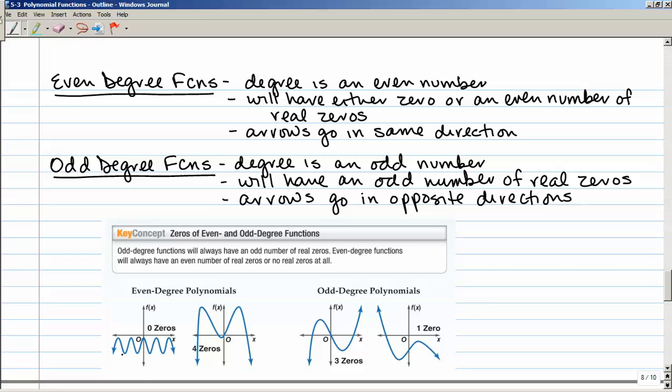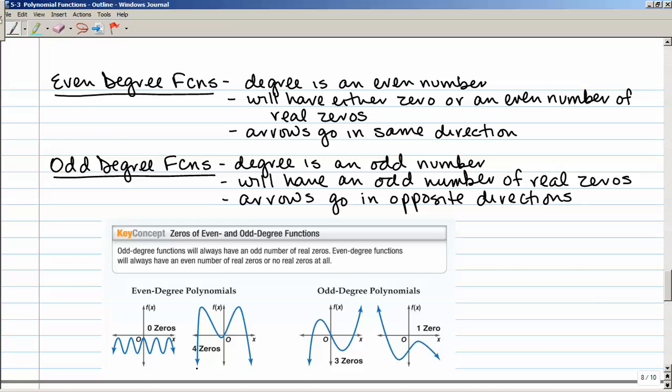So here, these are both even degree polynomials. I'm not sure what this one would be represented by, but notice that the arrows are going in the same direction. They're both going down, so this would make it an even function, and it has no real zeros. It never crosses the x-axis.